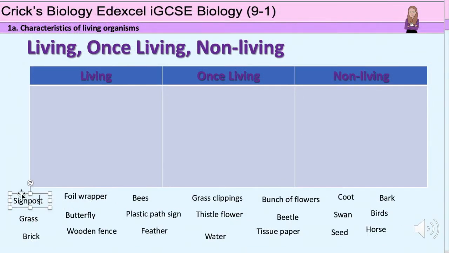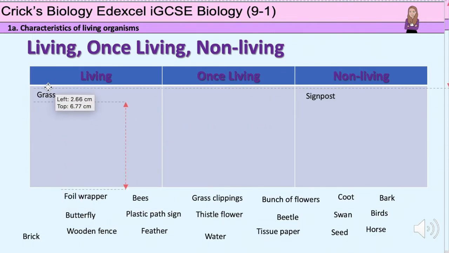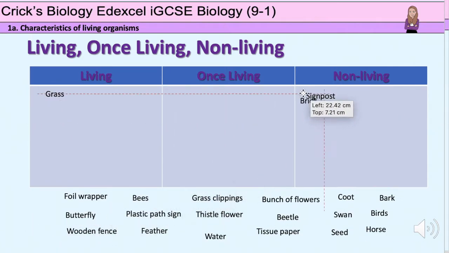Let's go through the organisation of the items from the walk. The signpost was made of metal, so goes under none living. The grass that was behind me was living. It was still nice and green. The brick showed no characteristics of life, so that also goes into none living. The feather was grown by a bird, so is part of a living thing, but is no longer part of a living thing, so it comes under once living.